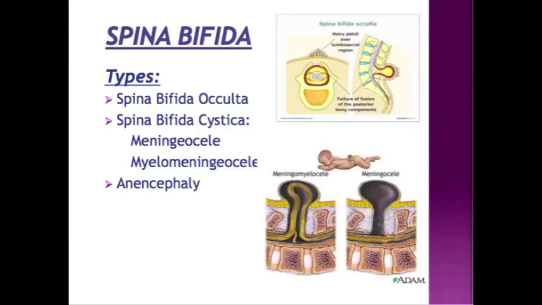And the third one would be anencephaly, and that is where the child is born basically without a brain. And I will give you examples of that a little bit later and show you pictures of it.